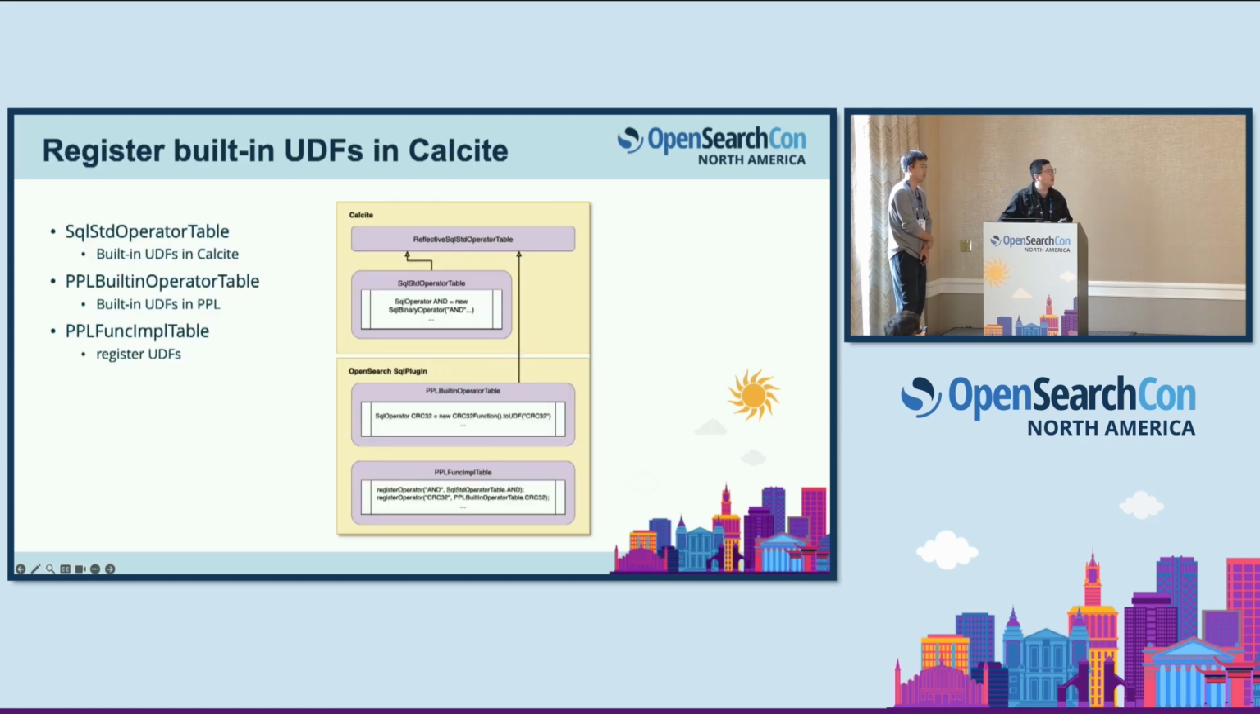Okay, another important thing is how to register the functions such as UDFs in Calcite. Calcite has a lot of built-in functions, so we want to reuse them. Also, we still need to build some specific UDFs for OpenSearch-specific usage. So we extended the plugin, and we created a PPL function table, which is used to register functions.